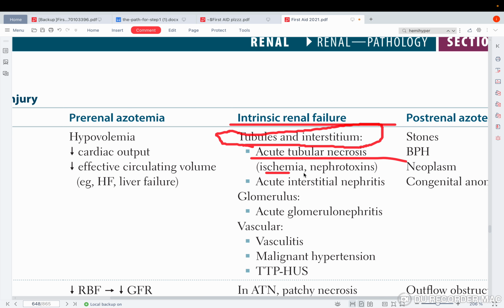Okay, BCT, that's correct. What else? The thick ascending limb of Henle. Well, the BCT and the thick ascending limb of Henle, is it mostly the medullary portion or the cortical portion that will be affected?